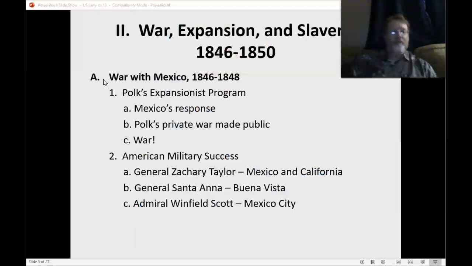Santa Anna has to surrender, believing he can't win this fight, also because he doesn't want to lose Mexico City, or there was a fear as well that the Americans might simply destroy Mexico City. They might bomb it, or with cannons and naval cannons, they might burn the city down. Anyway, Mexico surrenders.